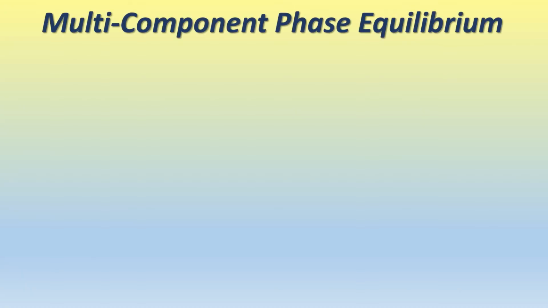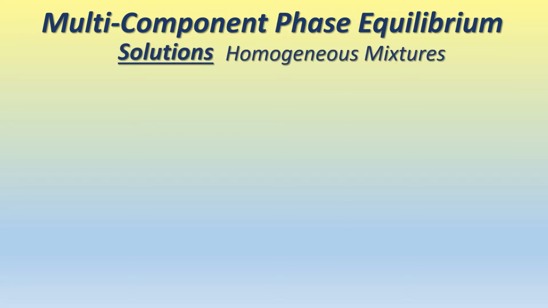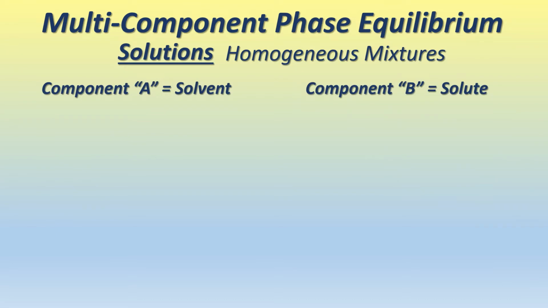In a previous video linked below, we looked at phase equilibrium. In the current video, we're going to add an extra level of complexity by looking at what is called multi-component phase equilibrium. Multi-component essentially meaning solutions, where a solution is a homogeneous mixture, and in this video, the component A will be called the solvent, and component B is the solute.